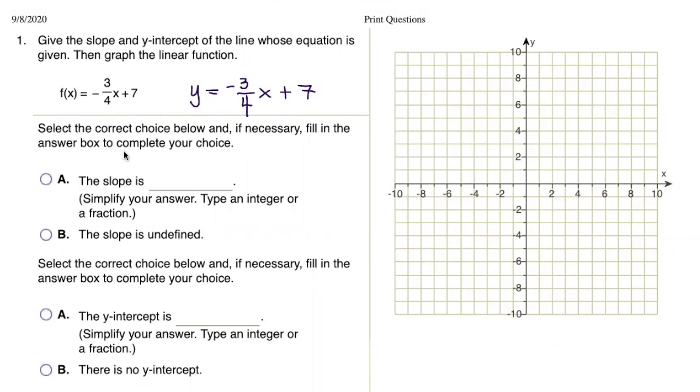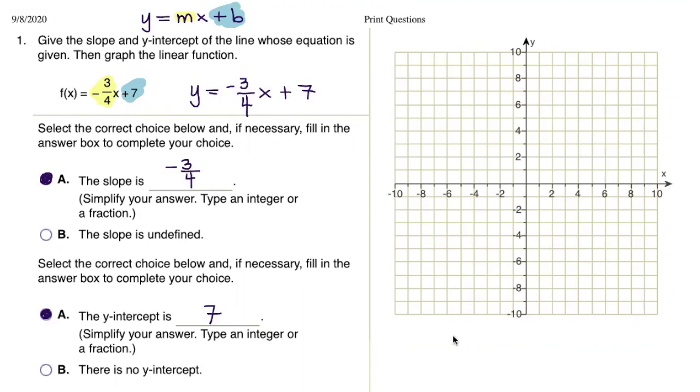Now remember, the general form of a line is y equals mx plus b, where the coefficient on the x is always the slope. So in our example, the slope would be negative 3/4. The y-intercept for a line is always the b value, and the b value in our case is 7. This gives us the information to answer the first couple of questions. The slope of this line is going to be negative 3/4. And using the palette, you can type a fraction. The y-intercept would be positive 7.